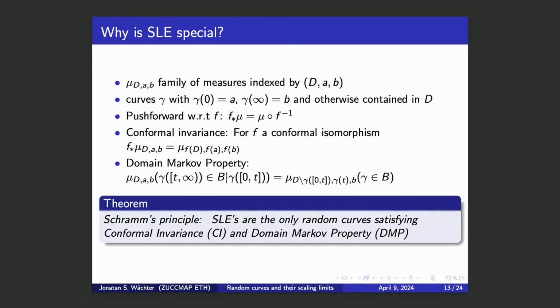Yes. So one way to think about it is you have this family of measures: for each such triple of a domain D and two points where you fix the starting and end point, you have a measure that measures how likely it is that a set of curves, with the property that it starts at A and B, is going to occur. So it might not be a single curve because it has probability 0, but it's a set of curves that you can measure.